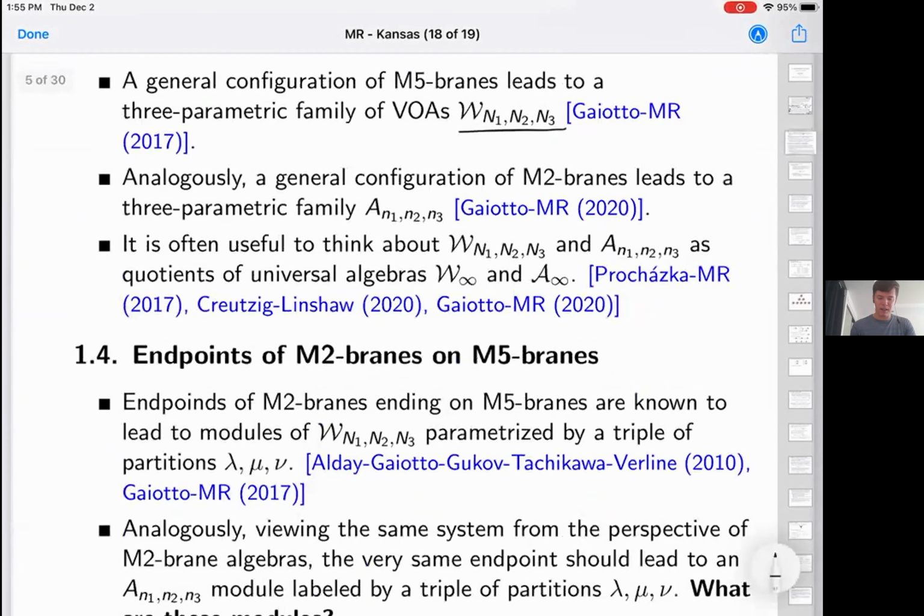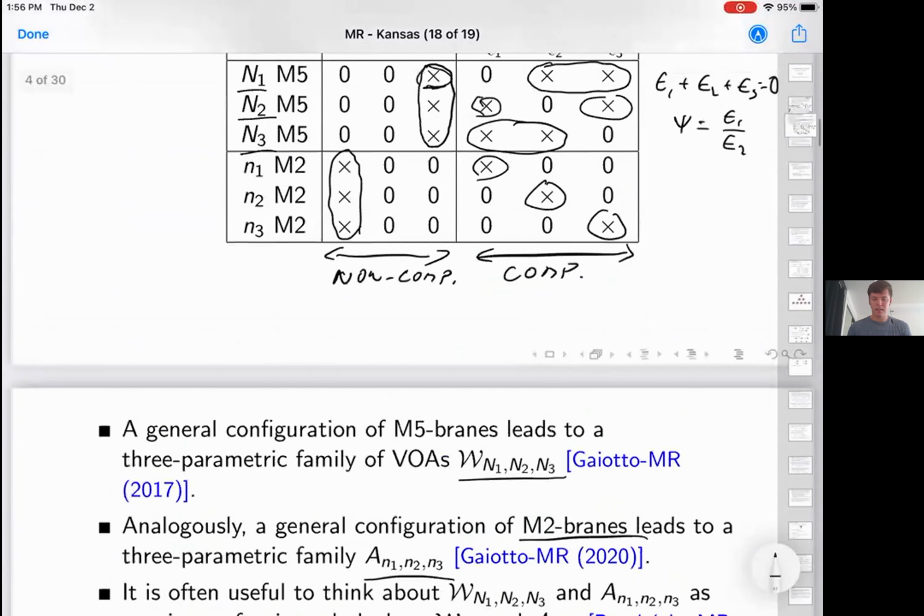And analogously, you can define algebras associated with the general configuration of the M2 branes, leading to a three-parametric generalization of the algebra that quantizes the holomorphic functions on the ADHM. Mira, may I interrupt you here? I see some discrepancy because for M5 branes, you're talking about vertex operator algebras, but for M2 it is just associative algebras. Yes. So is it really like that?